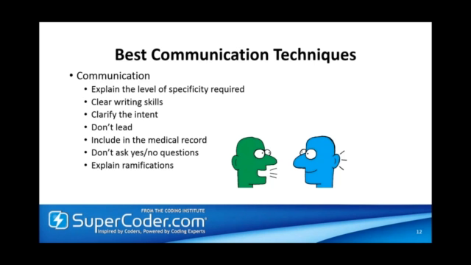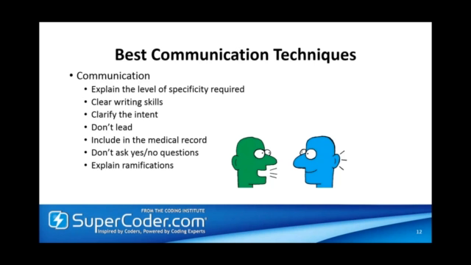When querying the provider for more information, make sure to explain the level of specificity needed. This should already be something that the providers are aware of, but you may need to reiterate it in the query. Brush up on clear writing skills. Make sure you are not leading the provider to an answer when sending the query. Instead, ask the provider to clarify the intent. Make sure that the query is included in the medical record so it is easy for everyone to track both the query and the response.